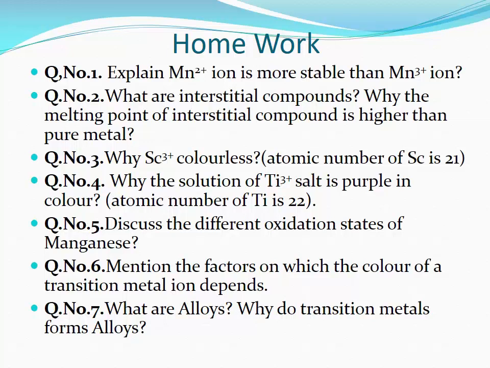Now homework for you. Question number one. Explain why Mn2+ ion is more stable than Mn3+ ion. Question number two. What are interstitial compounds? Why is the melting point of interstitial compounds higher than pure metal? Question number three. Why is Sc3+ ion colorless? Atomic number of Sc is 21.